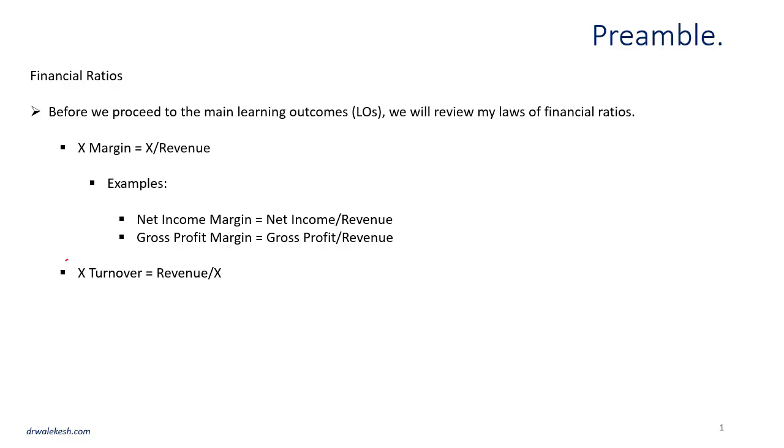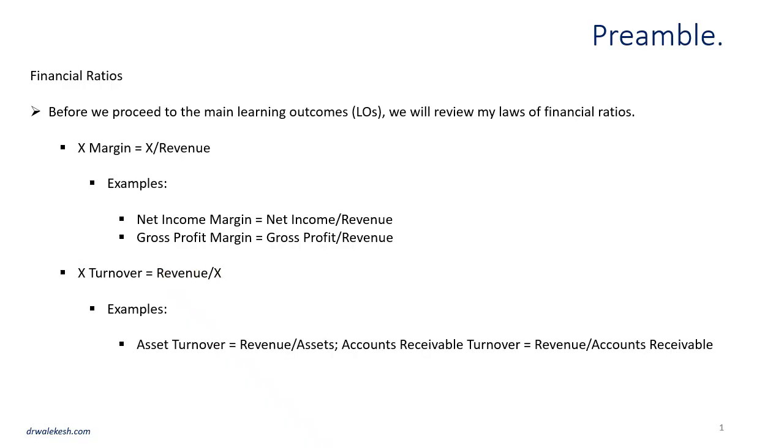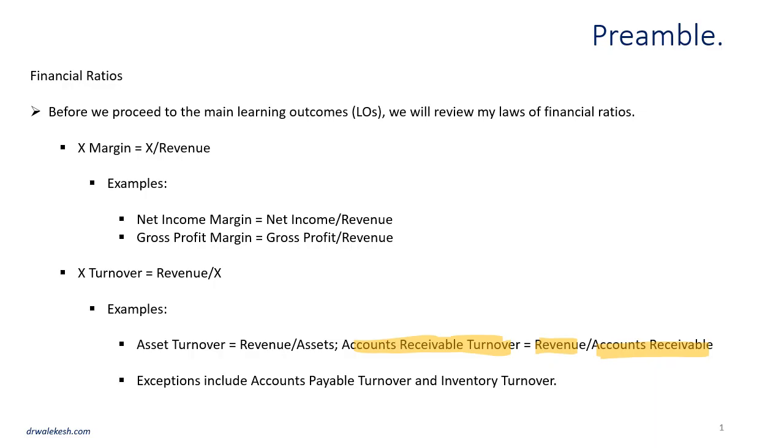Moving on to the second law, that's X turnover. X turnover is revenue over X. Examples include asset turnover. Asset turnover is revenue over assets. Account receivable turnover is revenue over account receivable. But we have two exceptions to the rule. The two exceptions to this rule include account payable turnover and inventory turnover.